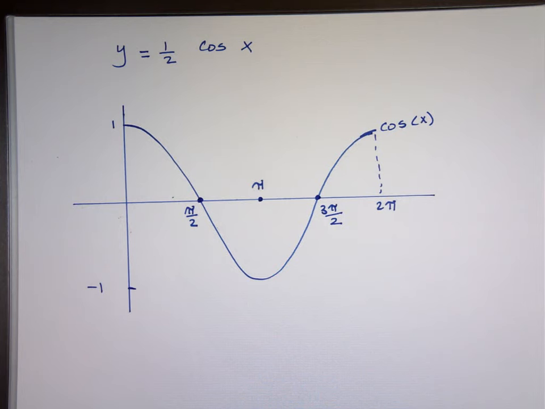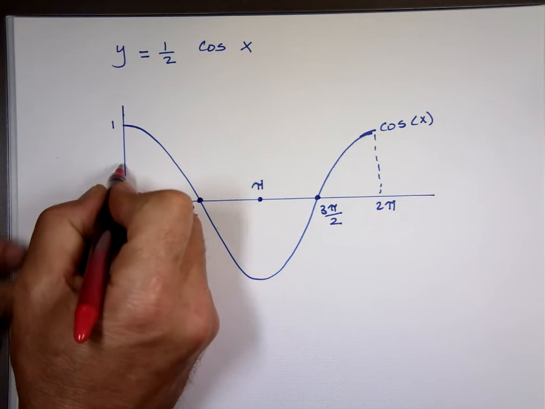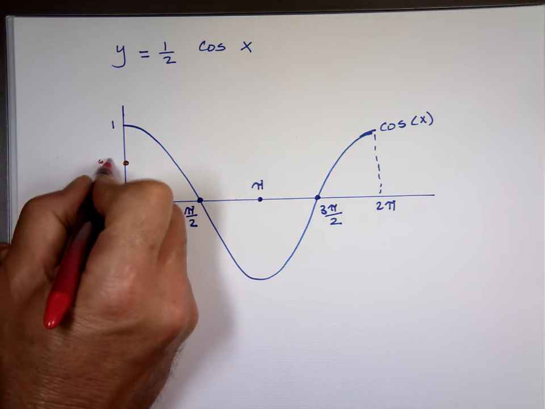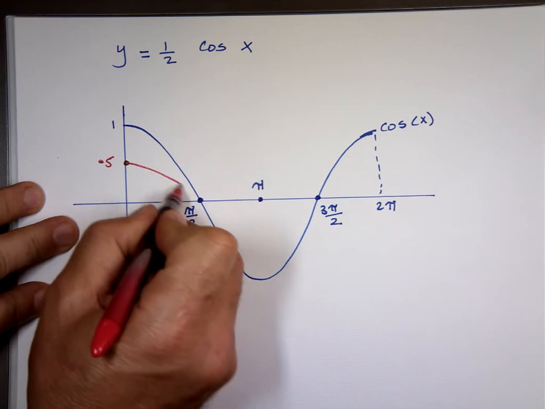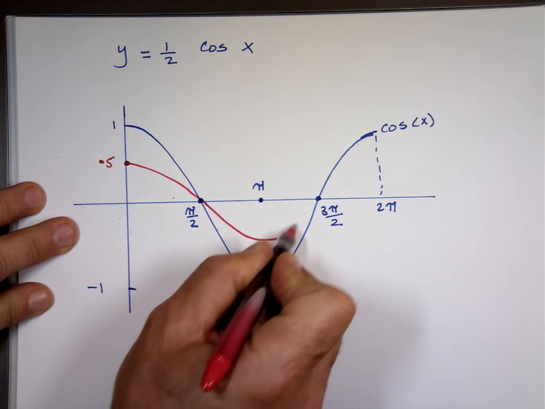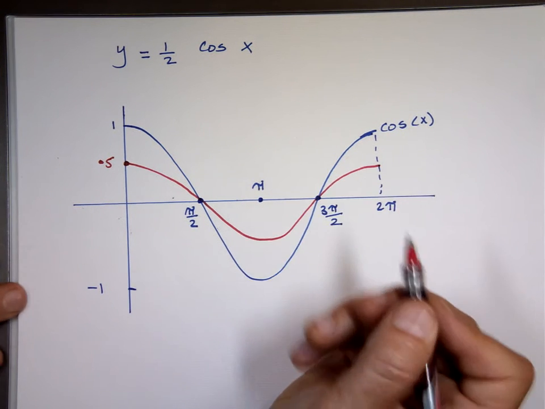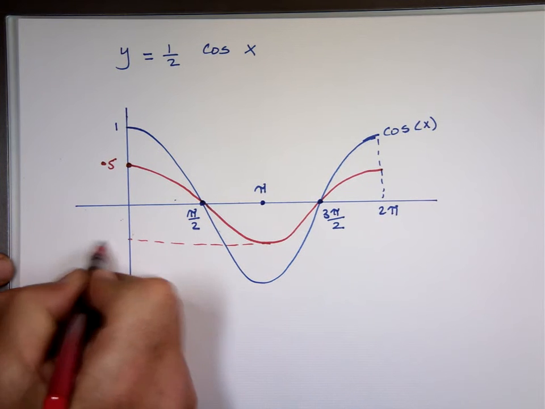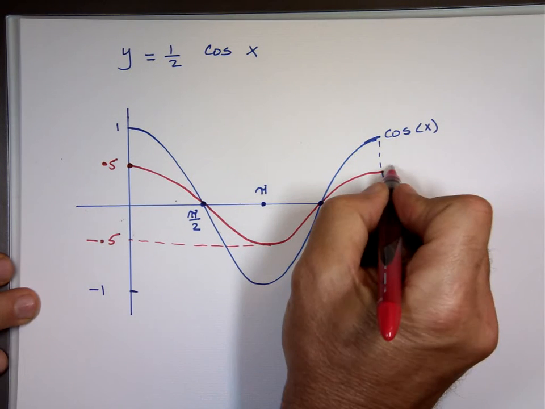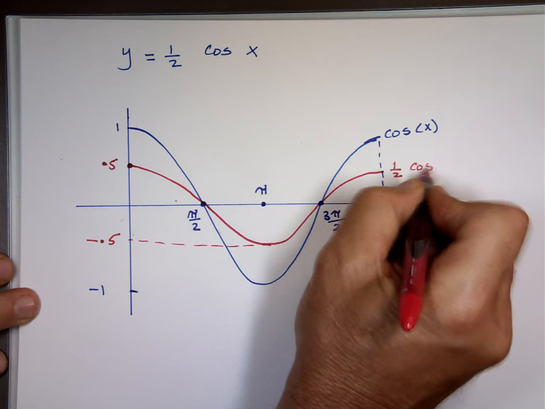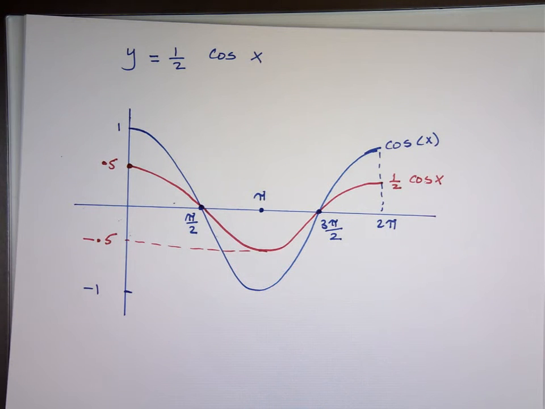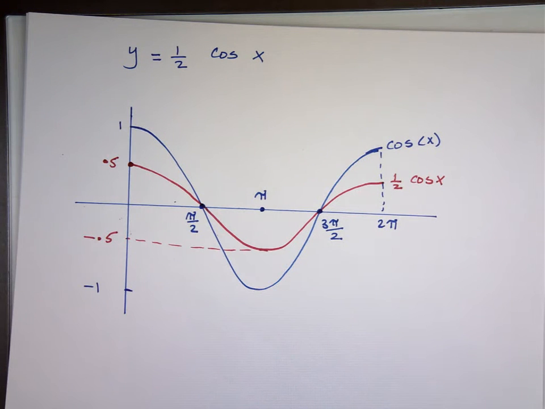So what is 1/2 of that? Where is it going to start? 0.5. And how low is it going to go? Negative 0.5. And this is 1/2 cosine of x. Notice here we have compression. It's like somebody squeezed it in, compressed it. The other one, stretching, is called stretching. So when the value in the front is more than 1, we have stretching. When it's less than 1, we have compression.